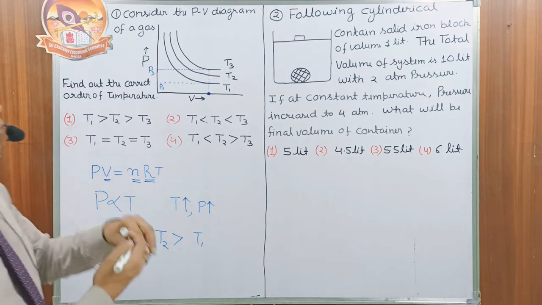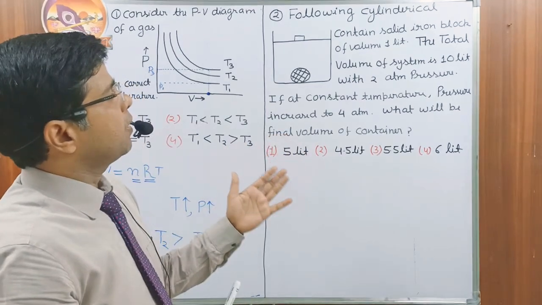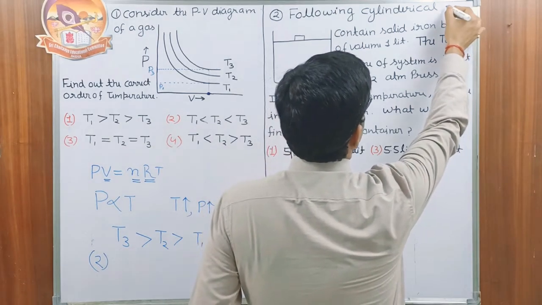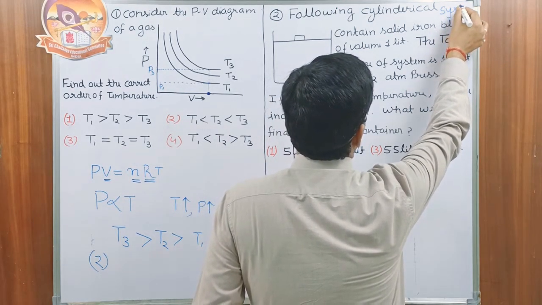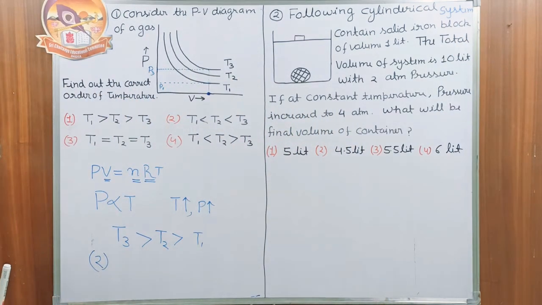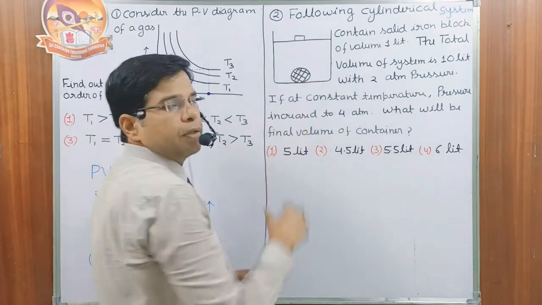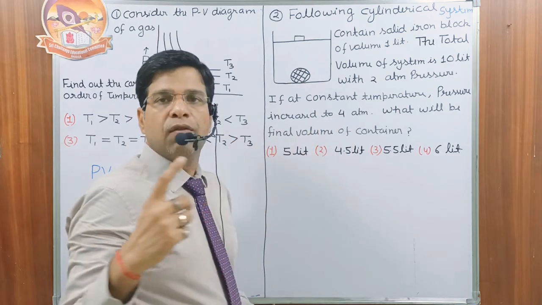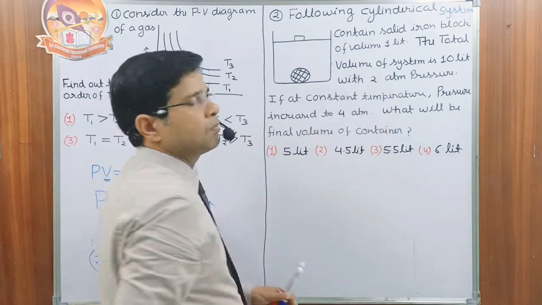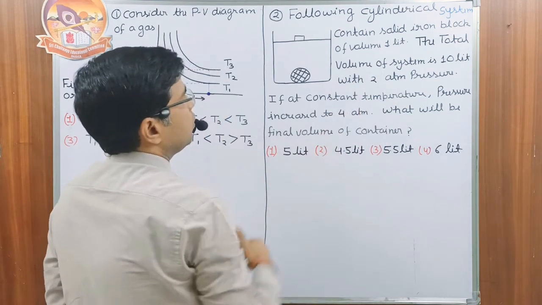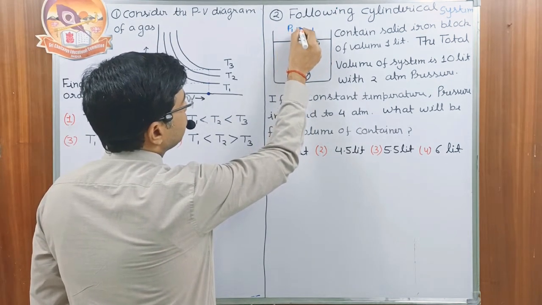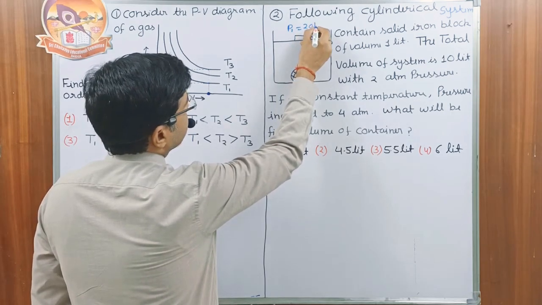Now in the second question it is given: the following cylindrical system contains a solid iron block of volume 1 liter. This block of iron has a volume of 1 liter. The total volume of the gaseous system is 10 liter. And what is the pressure initially? It is 2 atmosphere. So initially P1 is given to us as 2 atmosphere.